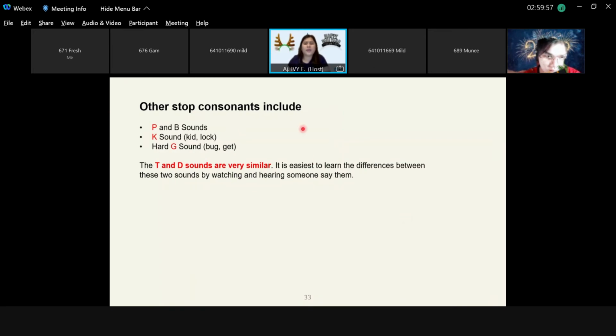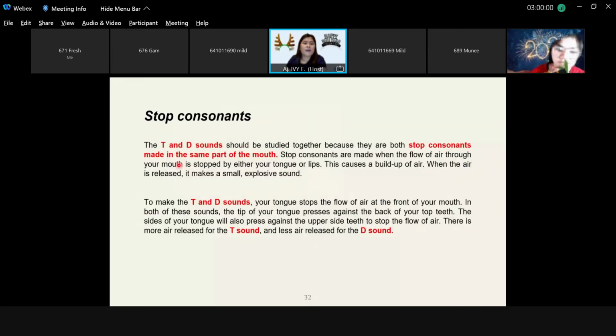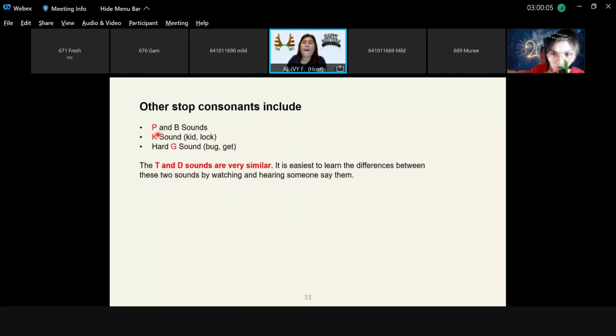Other stop consonants. Okay, aside from t and d sounds, there are also other stop consonants. We have the p and b sounds, the k sound and hard g sound. Just like from the hard g sound, we have bug, get. Okay, sound kid, luck. So p and b sounds are bilabial. That means both upper and lower lips come together. P, b, those are stop consonants.